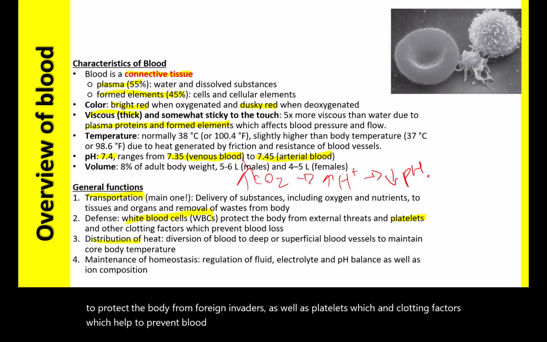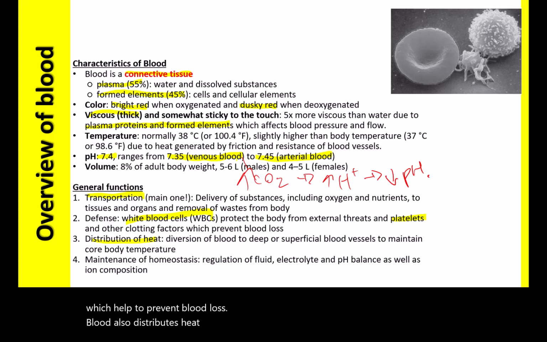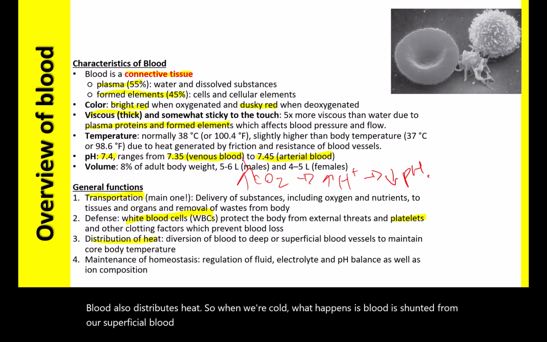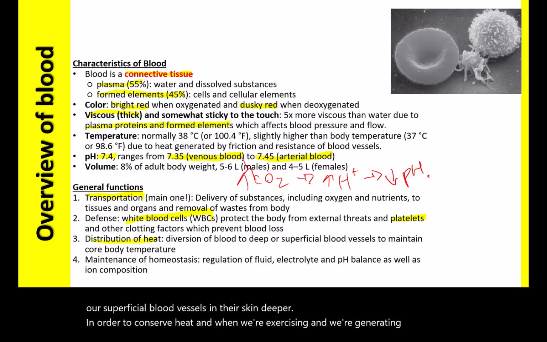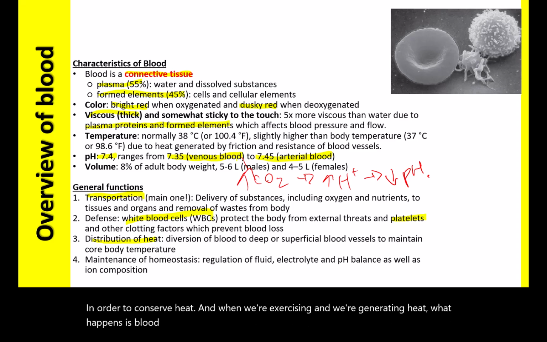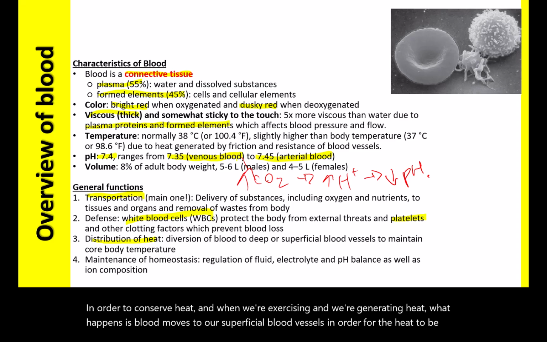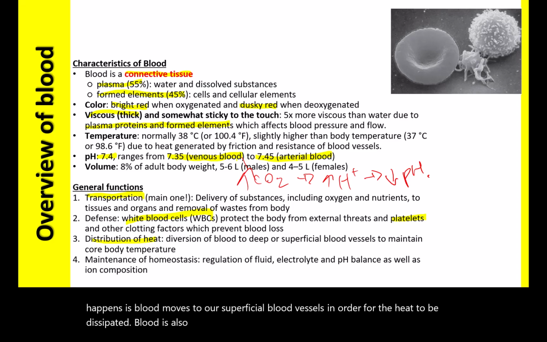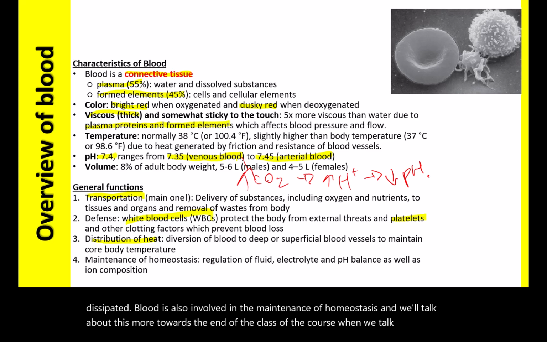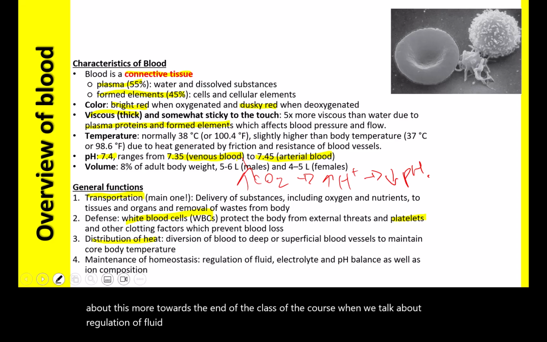Blood also distributes heat. So when we're cold, blood is shunted from our superficial blood vessels in the skin deeper in the body in order to conserve heat. And when we're exercising and we're generating heat, blood moves to our superficial blood vessels in order for the heat to be dissipated. Blood is also involved in the maintenance of homeostasis, and we'll talk about this more towards the end of the course, when we talk about regulation of fluid, electrolyte, and pH balance.